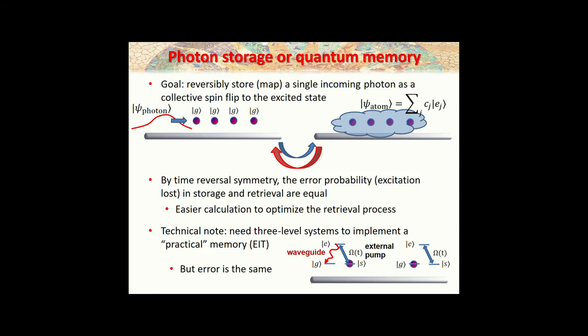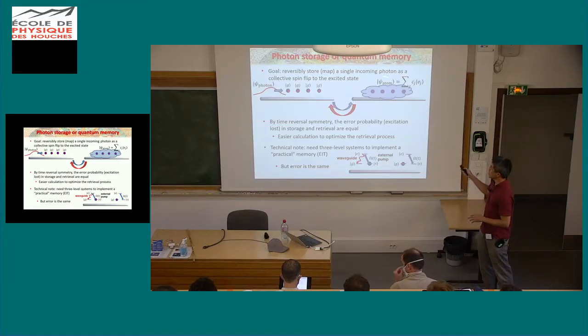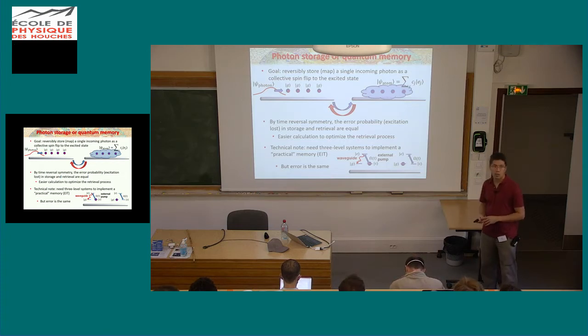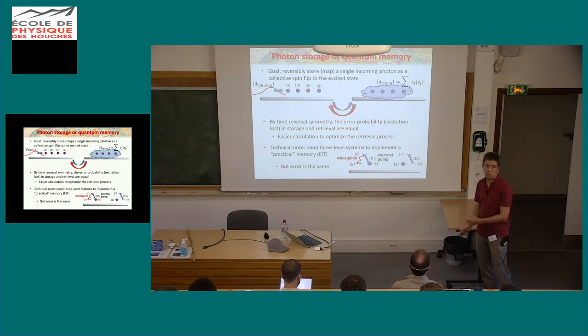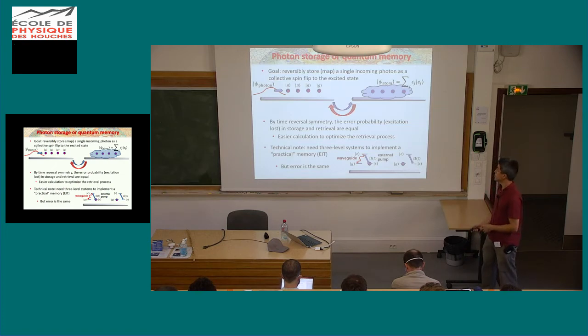So this is a practical quantum memory, but in terms of mathematical efficiency, the error is the same. So I can analyze the error of this impractical two-level quantum memory, and I basically get all the physics that I want. So that's what I'm going to do here.